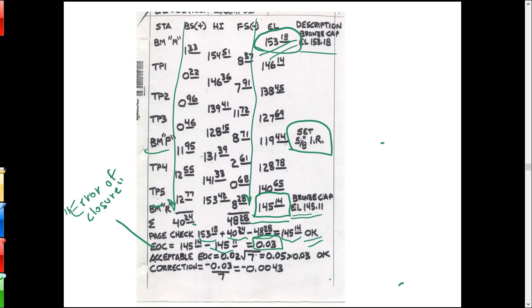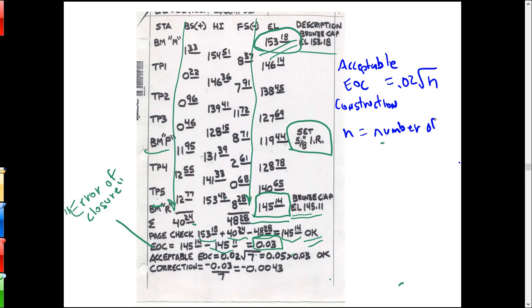But there's also mathematical ways to do it. So one official way to do it, and there's all different ways to do this. This is for construction, which is probably the least accurate type of surveying that we do. It's 0.02 times the square root of n. N is the number of setups. So 0.02 is a constant that you use. We've set up the instrument 1, 2, 3, 4, 5, 6, 7 times. So I go 0.02 times the square root of 7, and I get 0.05. So that's the acceptable error for construction work.